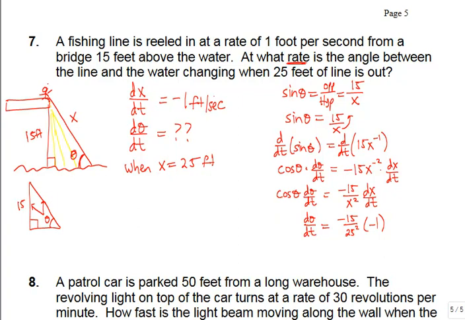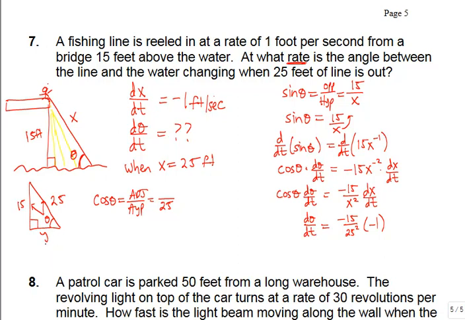So if this hypotenuse is 25, how could we figure out what cosine of theta would need to be? Well, cosine of theta is the adjacent side over the hypotenuse. We know what the hypotenuse is. That's 25. What we don't know is this adjacent side. So let's call it y.